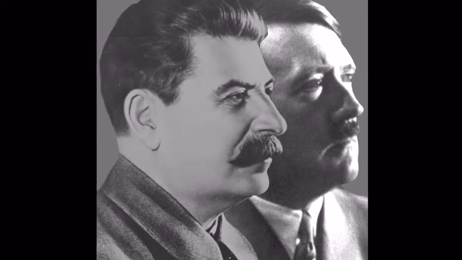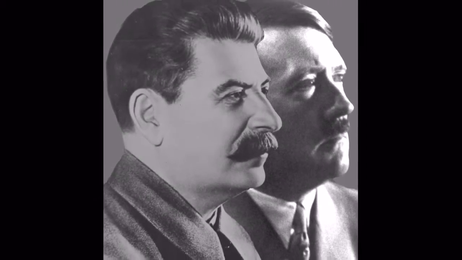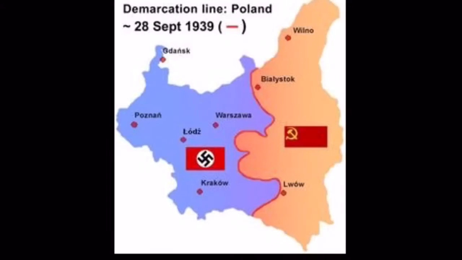When Poland was completely invaded, Hitler signed a non-aggression pact with Stalin, the dictator of the USSR, to ensure that they wouldn't stop the Nazis from invading. Poland was then split in half between Germany and Russia.